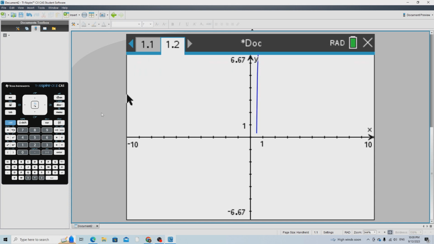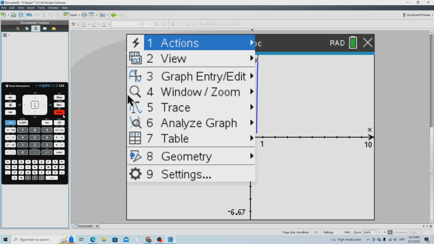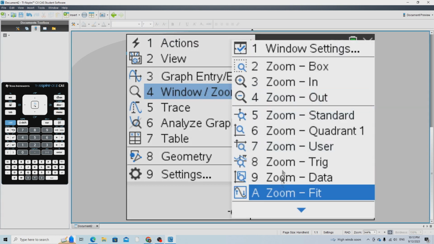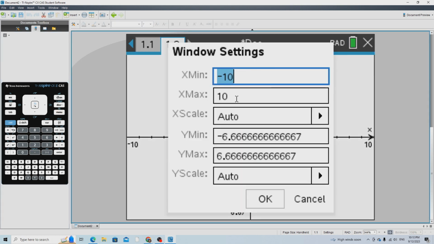Perfect. And what I'm going to do is make sure the scales are the same. Whatever I see on my calculator, I can draw on my paper. So for example, go on Menu, go on Window Zoom, and go to Window settings. What can we see in our graph? Well, the x minimum is -2, your x max is 2, and your scale goes by 0.2 for your x scale.